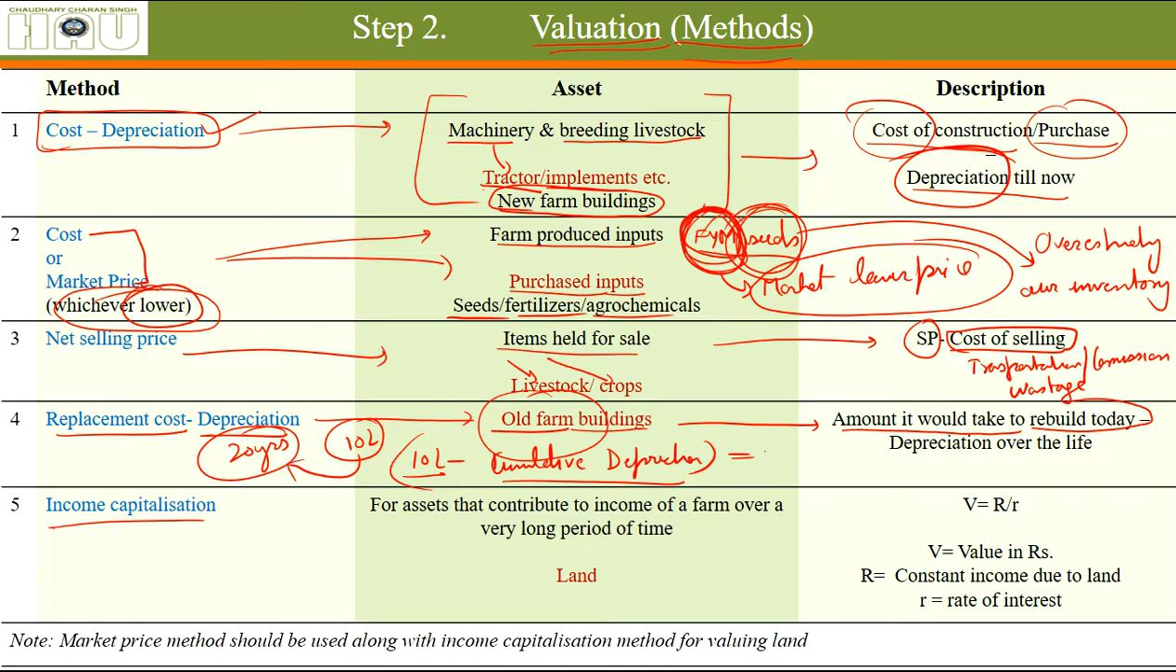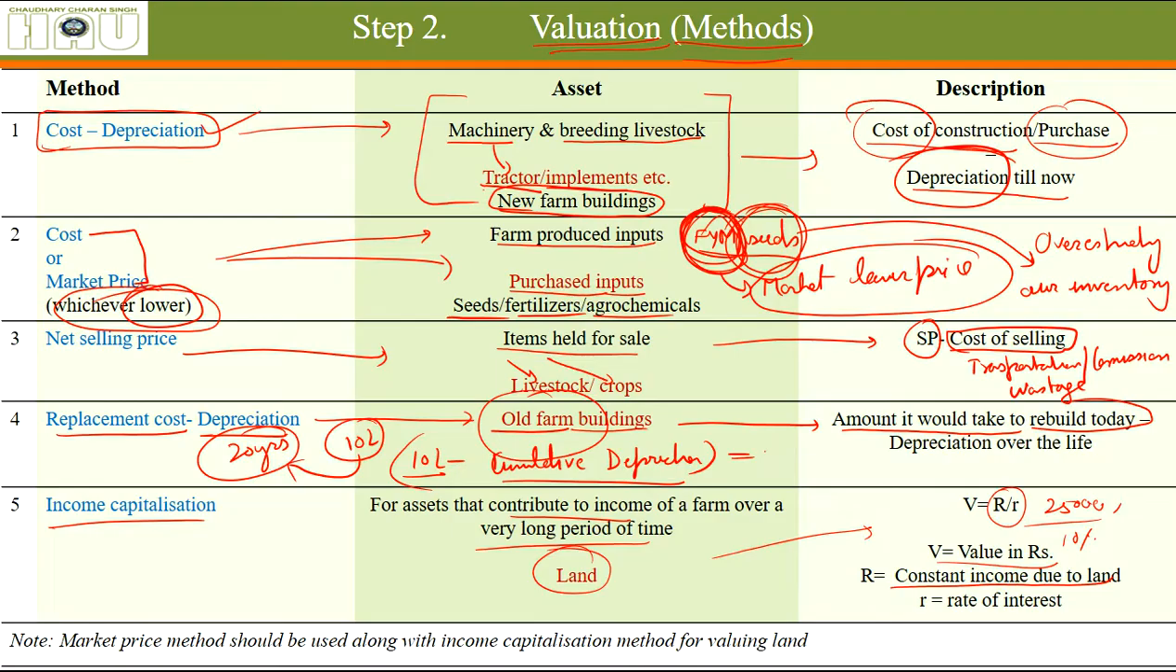Income capitalization method. This method is used for assets that contribute income for a very long period of time. On the same land, your grandfather, your father, now you are taking income, and it will keep on giving you income for a much longer period of time for the coming generation. So for this type of assets, the value in rupees will be the constant income due to land, let's say 25,000 per acre, divided by the rate of interest, 10%. Simply, this is how we will be valuing our assets.